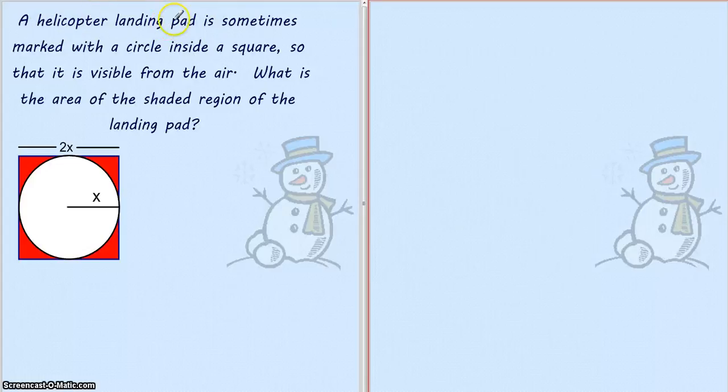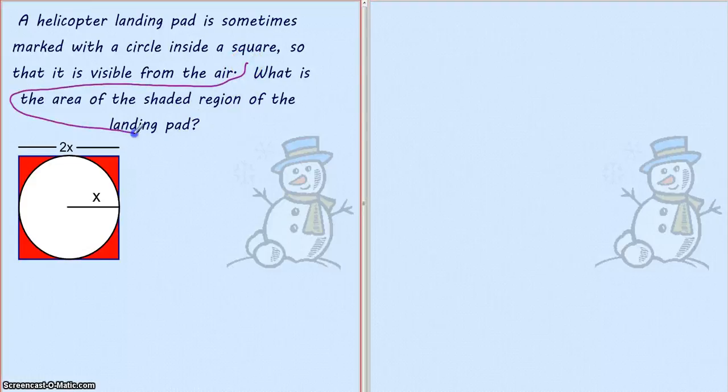A helicopter landing pad is sometimes marked with a circle inside a square so that it is visible from the air. Again, just a little bit of background knowledge into what you're looking at here. And here's the question. What is the area of the shaded region of the landing pad? So we're trying to find the area of just the shaded region, which would be just the red part here.